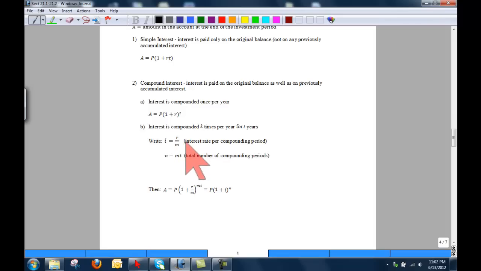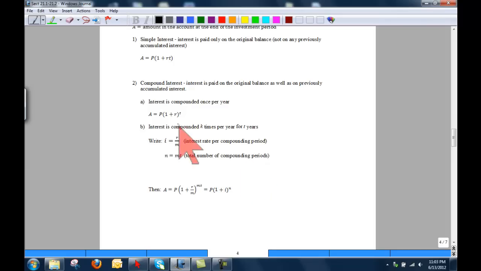So if you think about it, if you have a 6% interest rate, for example, and interest is compounded twice per year, that's like having a 3% interest rate for half a year, and then a 3% interest rate for the second half of the year. And that's sort of like having 6% interest for the entire year. Then N we'll use for the number of compounding periods, and that's M times T. So if interest is compounded, say, 3 times per year for 5 years, then over the investment period the interest will be compounded 15 times.